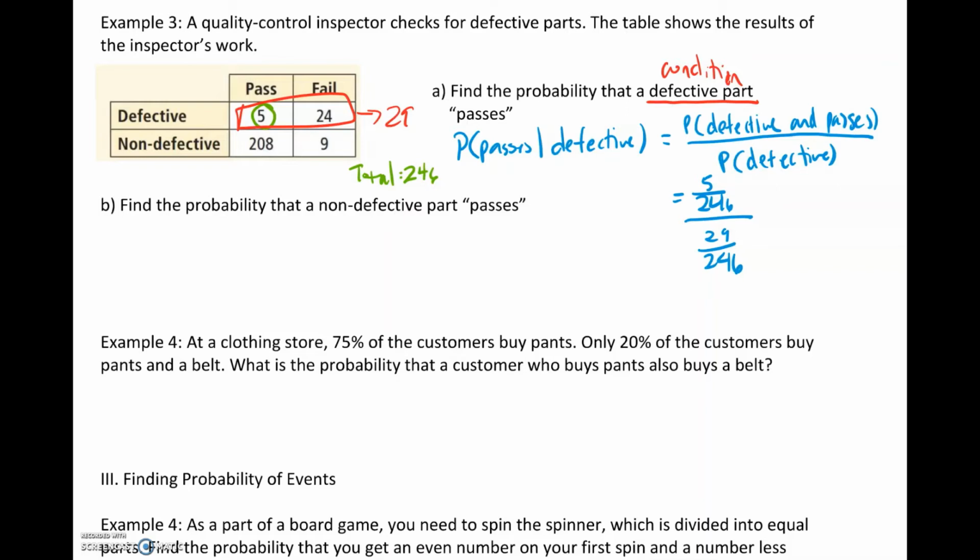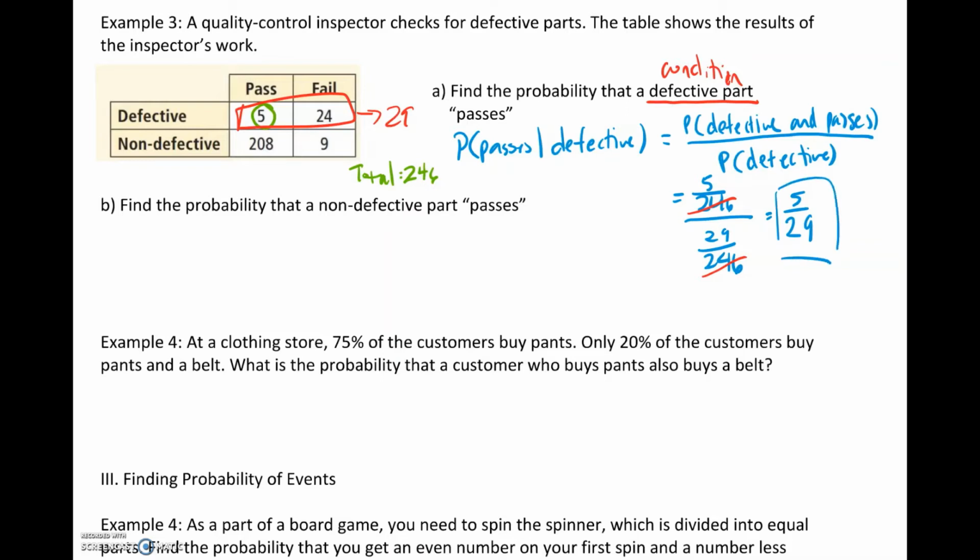If you have two fractions with the same denominator, we can just basically cancel out the denominators, because when we multiply by the reciprocal, the 246's will cross cancel. So that is just 5 over 29. So that's how that conditional probability formula works.